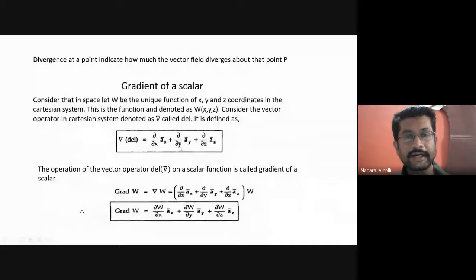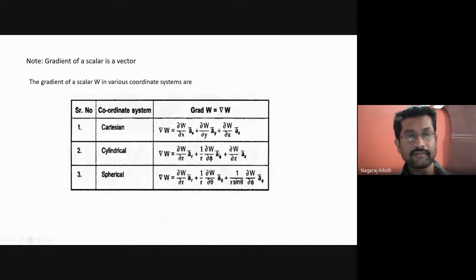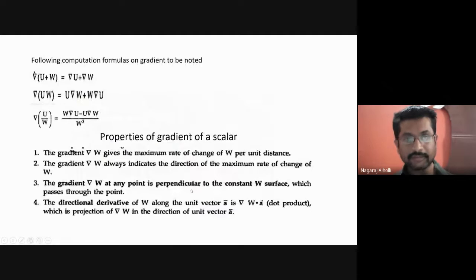Next is the gradient of a scalar. We have a scalar function and the del operator. If I operate this del operator on the scalar function, then I get a vector. What is that vector? Gradient of w, that is dou w by dou x ax bar plus dou w by dou y ay bar plus dou w by dou z az bar. Similarly, gradient of a scalar in other coordinate systems. These are a few of the formulas related to the gradient and the properties of the gradient of a scalar. You will have to memorize these properties, remember them.